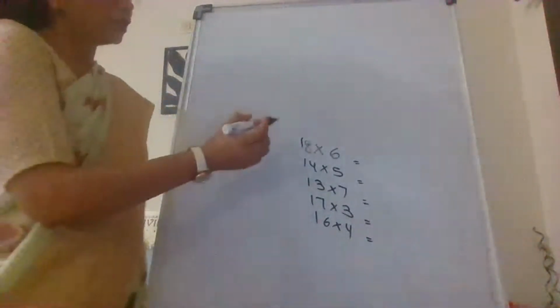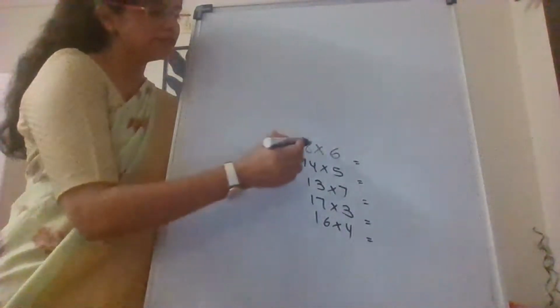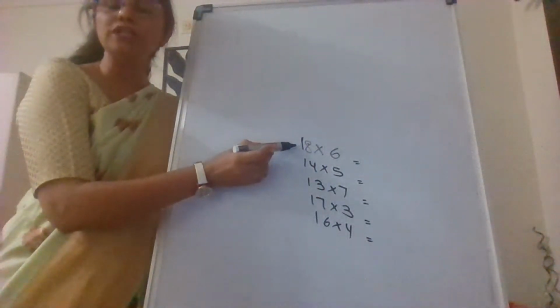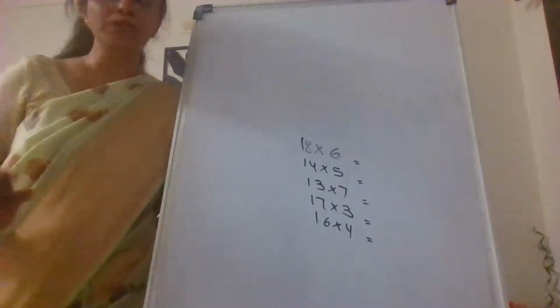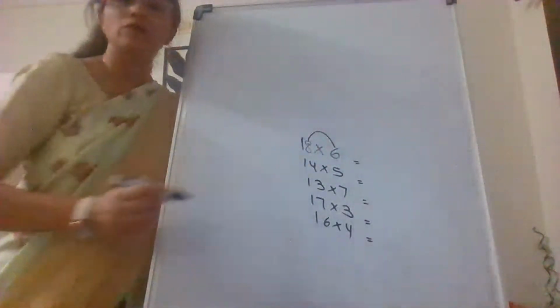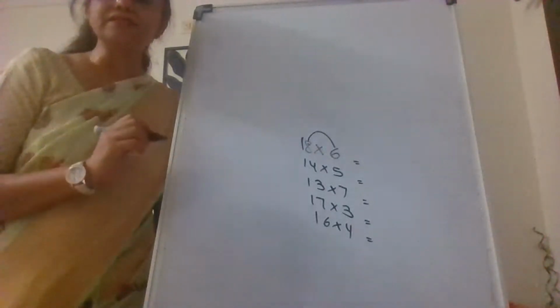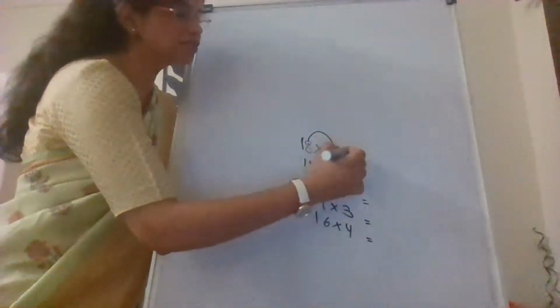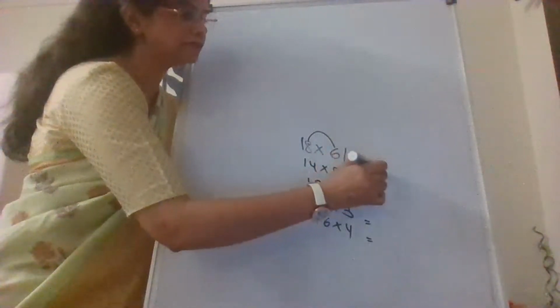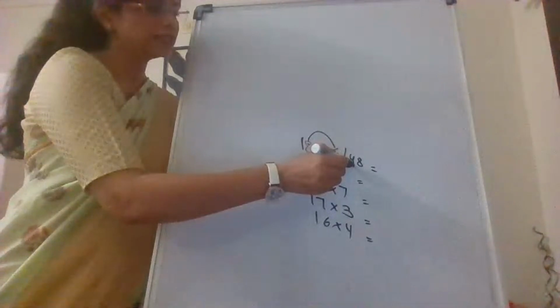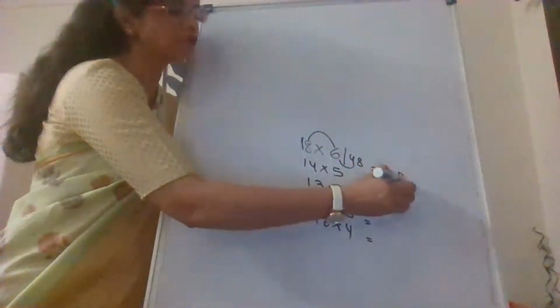Okay? Now what you have to do here is, this is 8 and this is 6. Forget this one. No need to remember this one anymore. So 8 times 6. What is 8 times 6? That is 48. 8 times 6 is 48. So just write down here 48. Now what's your answer? 6 plus 4, 10 and 108.